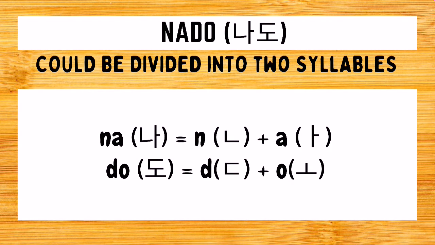How do we write 나도 in Hangul? Let's start with the first syllable. To write the syllable na in Hangul, we need to draw first a nieun character followed by an a character. For the second syllable do, we need to draw first a digeut character followed by an o character. Then we just combine the Hangul for each of these syllables to form the word 나도.